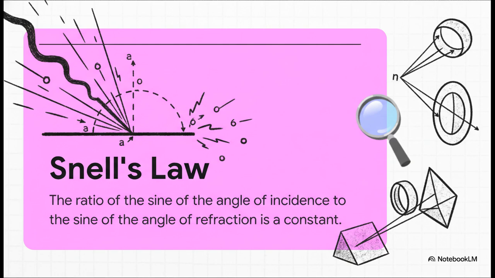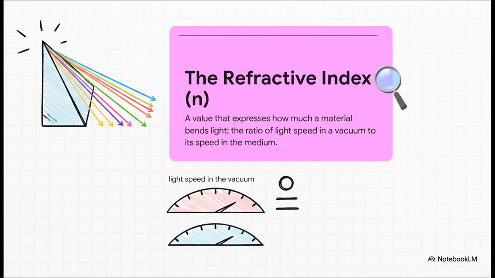The rule that governs this is called Snell's law. Now, it sounds a little intimidating, I know, with all the talk of sines and angles, but the basic idea is super simple. For any two materials, like air and water, there's a fixed relationship between the angle the light comes in at and the angle it bends to. That relationship is always a constant value. And that constant value, that's what we call the refractive index.